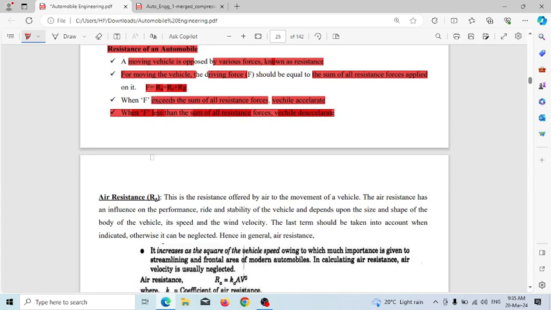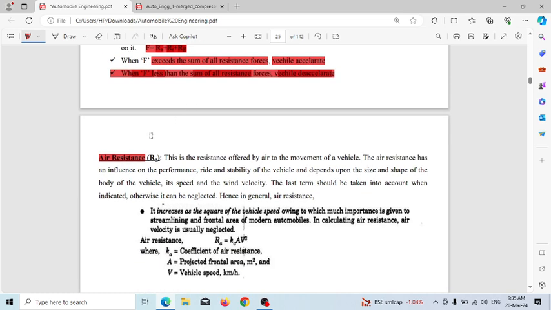So what is the full form of RA? RA is air resistance, RR is rolling resistance, and RG is gradient resistance. Individually, we discuss RA, RR and RG. The first one is air resistance, that means RA. This is the resistance offered by air to the movement of a vehicle. That means when a vehicle moves, the resistance which opposes the motion of the vehicle, mainly caused by wind or air, is called air resistance.